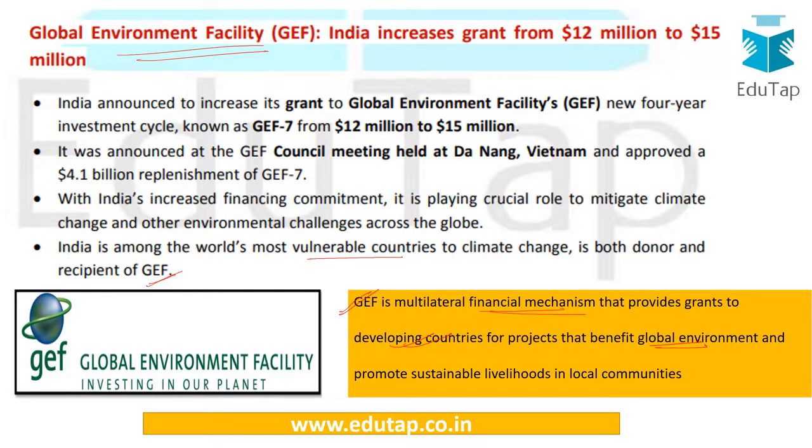So India has increased its grant to the GEF for the GEF cycle, which has recently started at the meeting at Da Nang, Vietnam. So the recent council meeting took place in Vietnam, where the GEF 7 cycle was approved, and India has increased the grant from $12 million to $15 million. So a 3 million increase has been there. And yes, that would be it for this particular news.